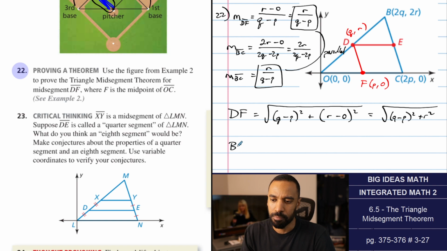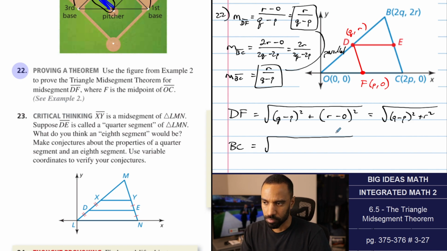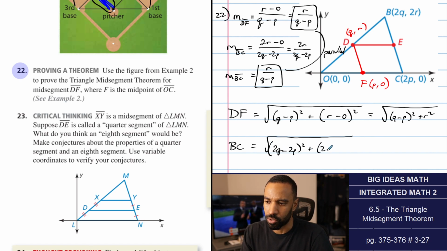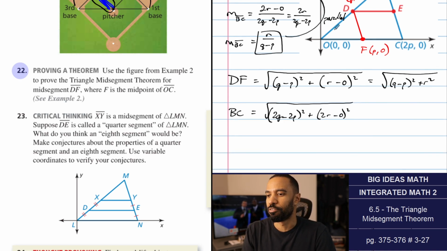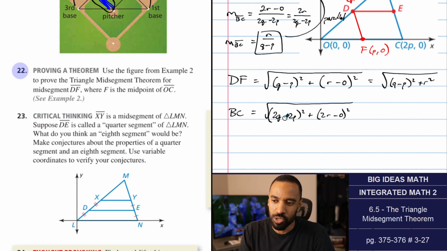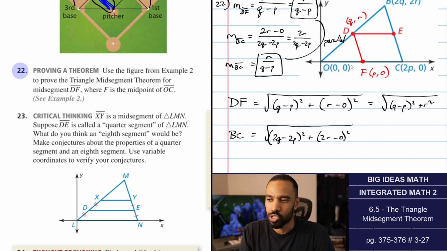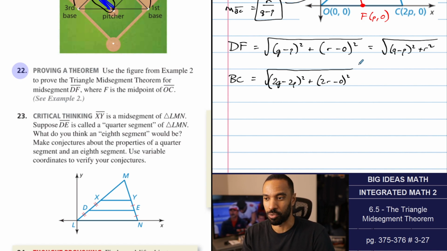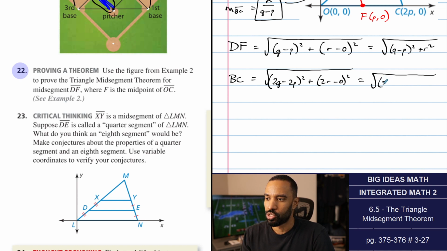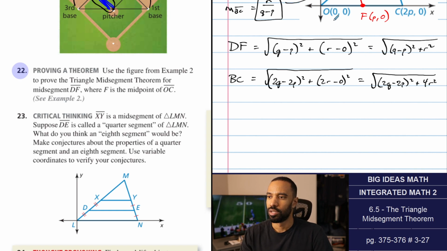We'll see. The length from B to C is the square root of, oh, we might have to do more than that. Let's see. 2q minus 2p quantity squared plus 2r minus 0 quantity squared. See, before, oh, you know what? Before they got to just use the flat side, so they got to use the ruler postulate or whatever they called it. They didn't have to do this right here. So this is the square root of 2q minus 2p squared plus 4r squared. So 2r quantity squared is 4r squared.